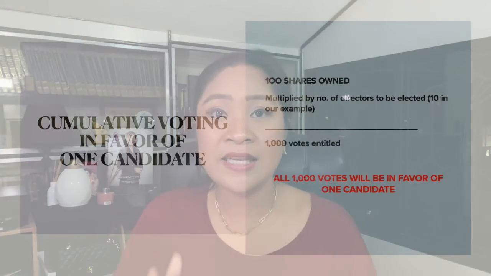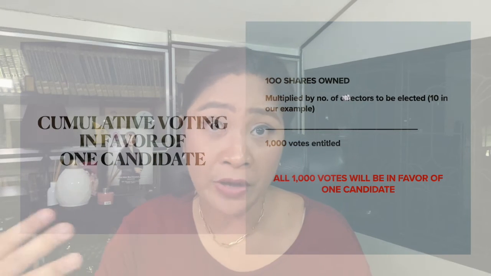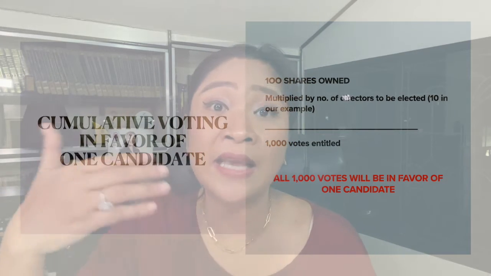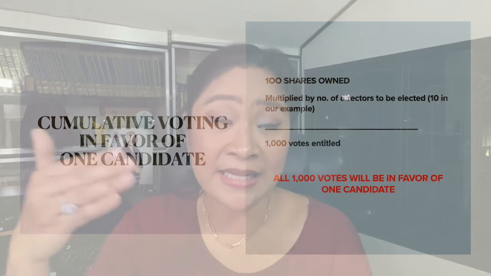So again, if you have 100 shares and you are to elect 10 directors out of 15, if you follow cumulative voting in favor of one candidate, that means that you will have to choose only one out of the 15 who are being nominated. So again, how many votes? Still, you go back to your number of shares multiplied by the number of directors that has to be elected. So you have your 100 shares multiplied by 10.